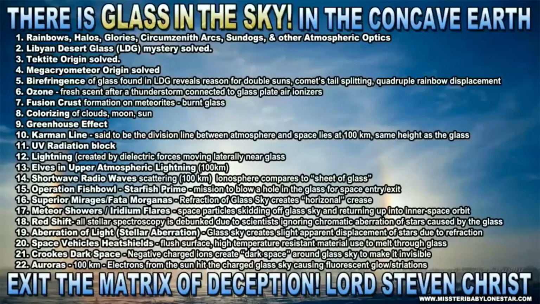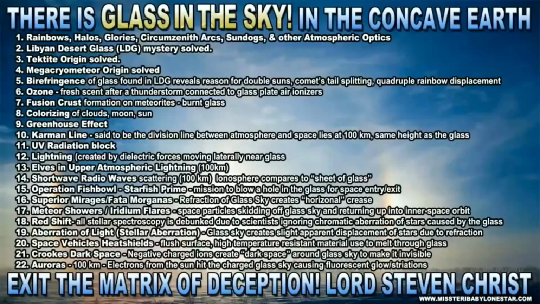21, Crookes dark space. There's a man named Crookes in the 1800s who found negative charged ions create dark space around glass tubes. It's the same thing with our glass sky. If you read Job chapter 38, verse 19. And as for darkness, where is the place thereof? See, it's hidden. Deep beneath the cover is another perfect wonder, and it's so white as snow.